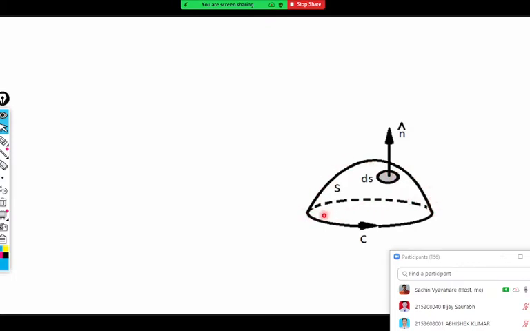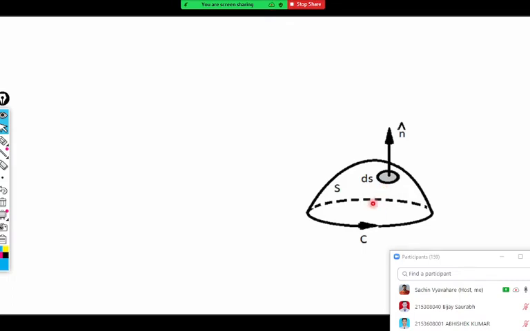So the surface should be an open surface. You will see this surface is open from the bottom. So that surface has a boundary, and that boundary is written in terms of the curve C. Okay, this C is the curve and that is the boundary of the surface S. dS is a very small area of that curved surface. And n cap is a unit normal vector perpendicular to the surface at that point. Okay, so that is about the things that we have for a surface.